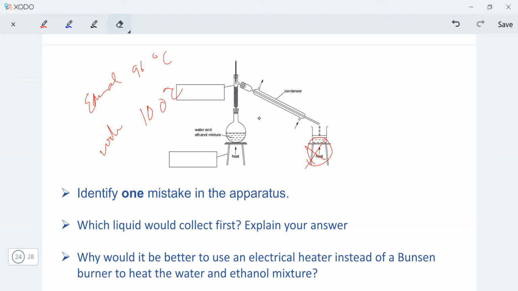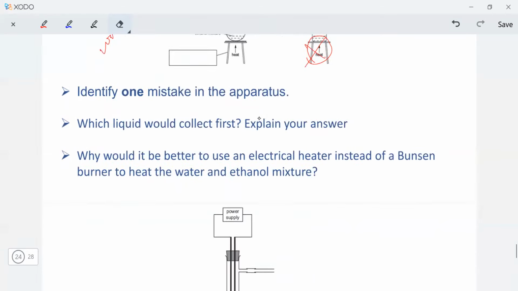Why would it be better to use an electric heater instead of a Bunsen burner to heat water and ethanol? Because ethanol here is flammable. Sometimes he's going to ask you, instead of using a Bunsen burner, what is a better method? You're going to say electric heater or use a water bath. Why? Because ethanol is flammable.